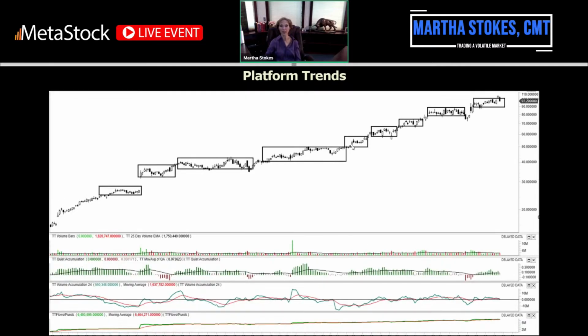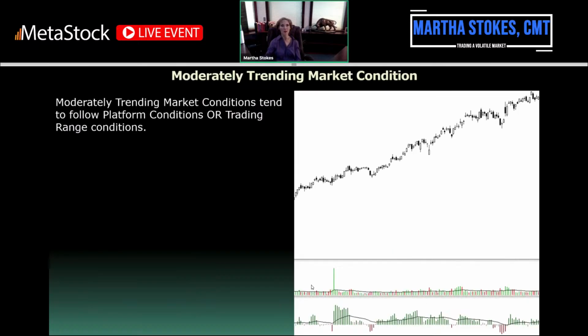And as the platforms move up, they get shorter and shorter and shorter, and then swing trading becomes easy. They often gap between them. This doesn't necessarily happen, but it does often. So platform position trading can hold the stock for much longer and make much higher income. Moderately trending market conditions tend to follow platform conditions or trading range conditions because all of a sudden everybody goes, oh, the market is going up.